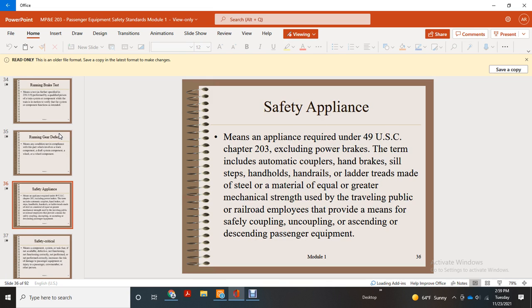Safety appliance means appliance required under Title 49 U.S. Code Chapter 203, excluding the power brake. The term includes the automatic coupler, handbrake, sill steps, handholds, handrails, and ladder treads, and may be made of steel or a material with equal or greater mechanical strength, used for the traveling public or railroad employees, provided for the safety of coupling, uncoupling, ascending, and descending of the passenger equipment.